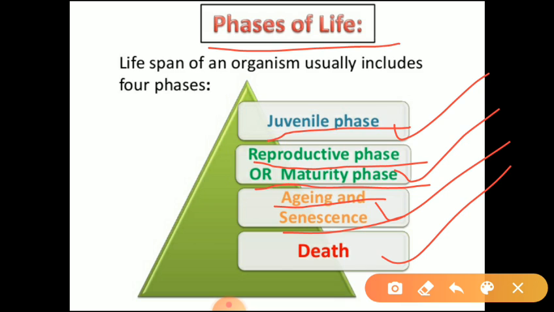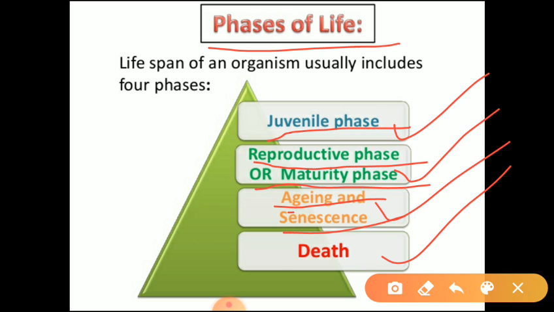Senescence contributes to age-related tissue and organ dysfunction. That means during senescence, the organs, tissues and organ systems present in the organism's body will not function properly during this phase. And various chronic age-related diseases also take place during senescence. After senescence, the organism will enter the last phase, that is death.